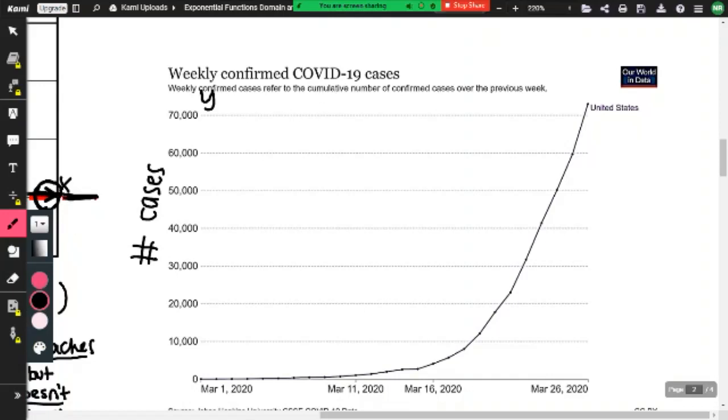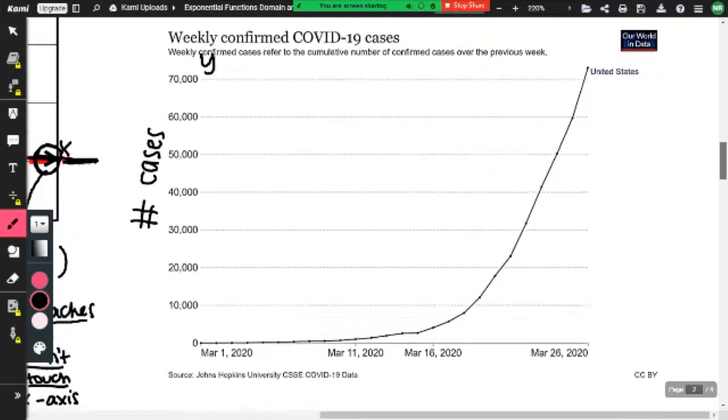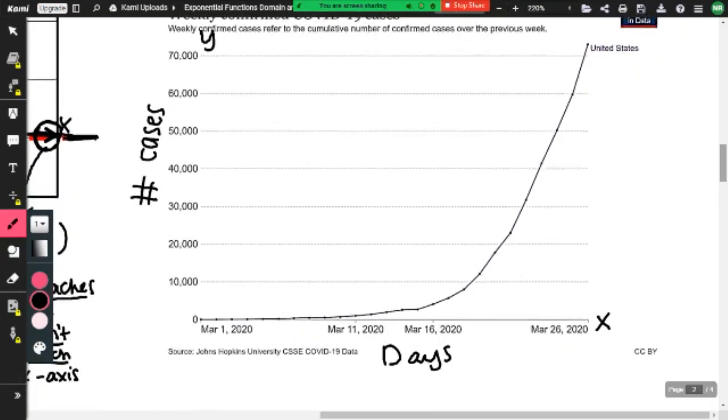When you have a real world example, it's very important that you pay attention to the titles. If they're not there, make them. The x-axis, what is that describing? Days in March 2020, to be exact. So we have a beginning and we have an end.